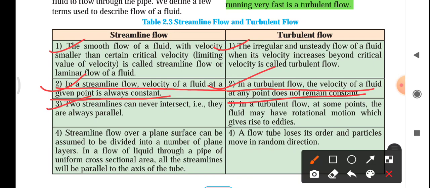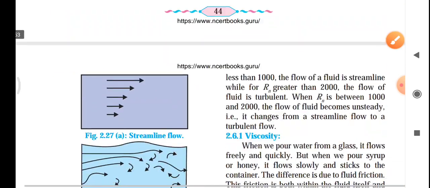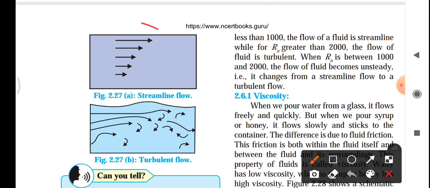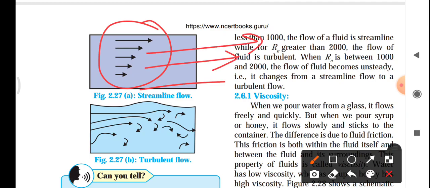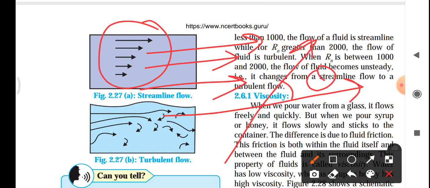Two streamline flows can never intersect if they are always parallel. Okay, just now we have seen the diagram. In this diagram you can observe, two streamline flows can never cross each other, they are parallel. Two parallel lines never cross each other. If we have another two lines, they are going to cross each other, they will make angle theta. Is it okay?